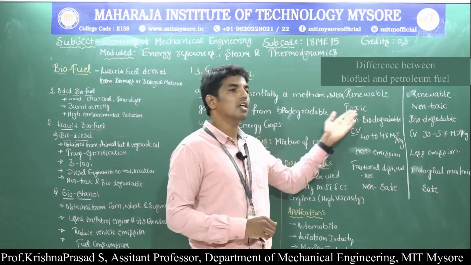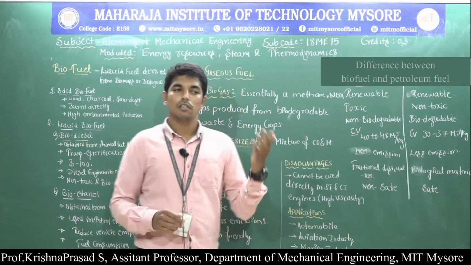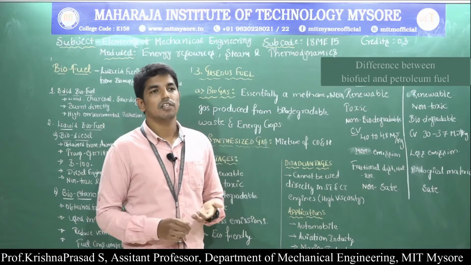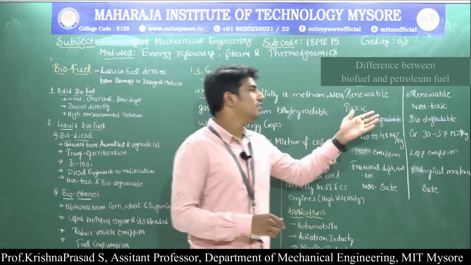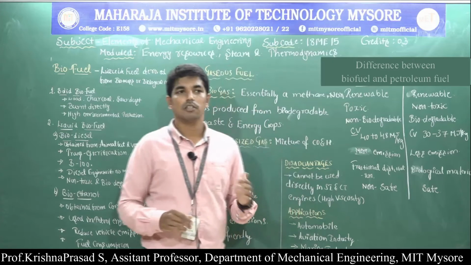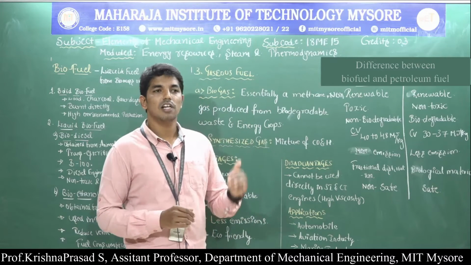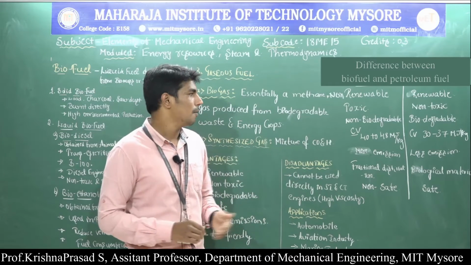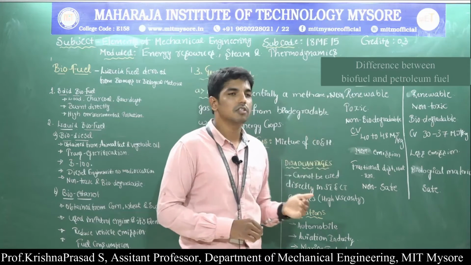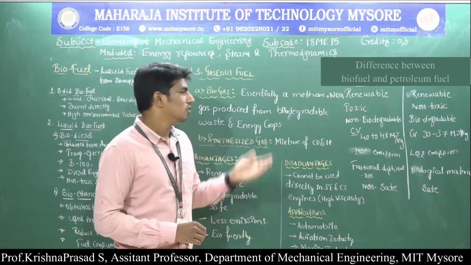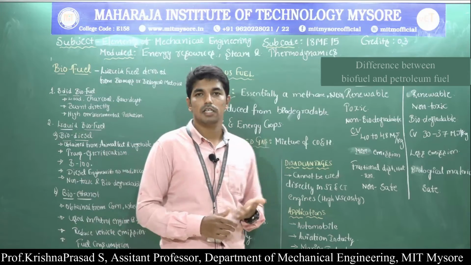Next one, petroleum fuels are toxic. That means carbon monoxide, carbon dioxide, sulfur dioxide and nitrogen dioxide are all poisonous gases. But comparatively, biofuels are non-toxic because the percentage of vehicle emissions is very small in the case of biofuel. Then petroleum fuels are non-biodegradable and biofuels are biodegradable. So next, calorific value. What is meant by calorific value?